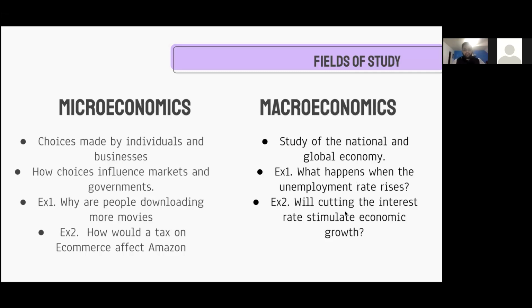Right? This might be something related to like, will cutting interest rates stimulate economic growth across all industries that exist in society? So these are sort of two divisions here, right? We're looking either at a very specific contained situation in microeconomics, or we're looking at the summary of all of these different economic transactions in the form of a national picture or a global picture in macroeconomics, right? So that's sort of the division that exists there.